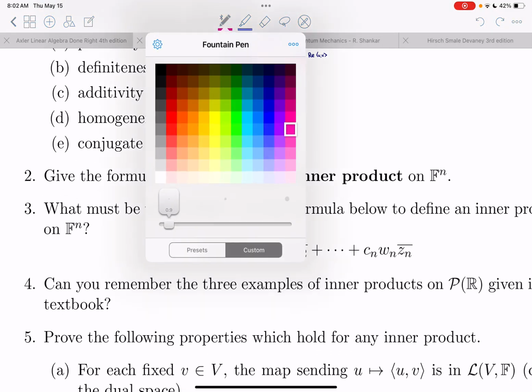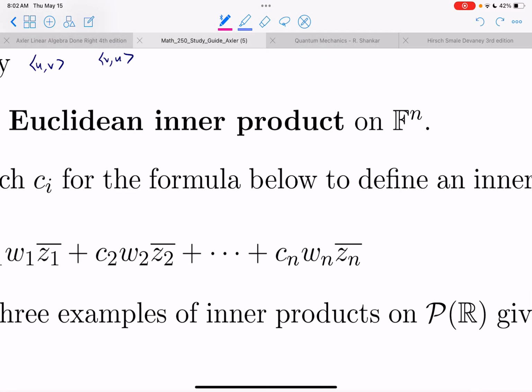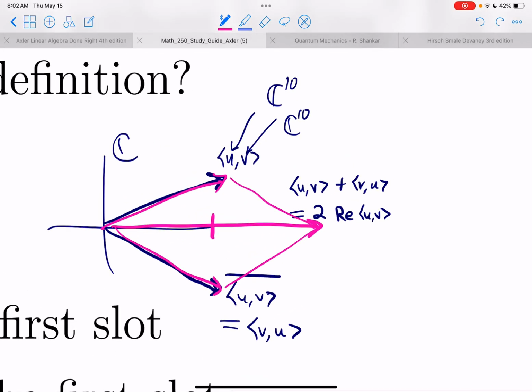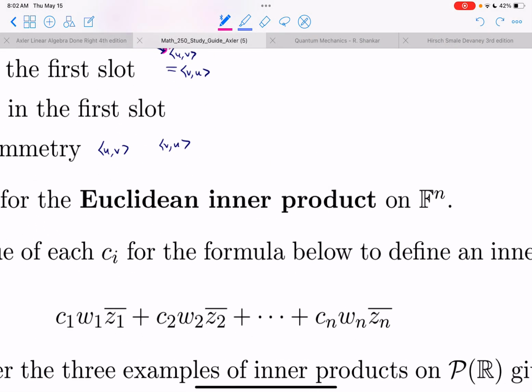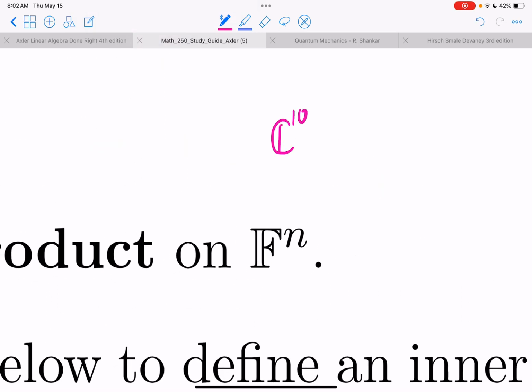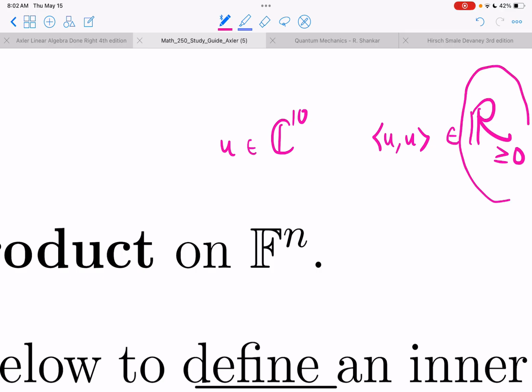The Euclidean inner product on F^n. The reason for all this stuff with the complex conjugate is that we want to get real numbers out. We want to be able to think of this inner product as measuring the size, even when we have vectors in C^10. We want to know what the size of a vector in C^10 is. So we want u dot u to be a real number, in fact a non-negative real number, so that we can interpret it as a size.